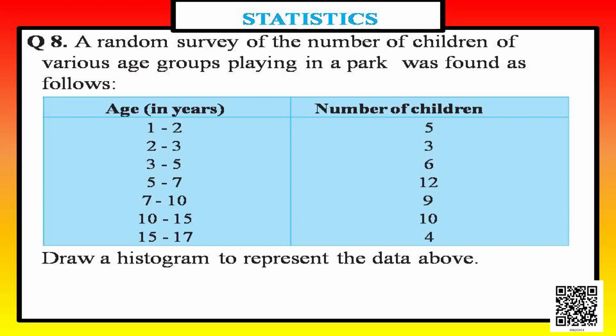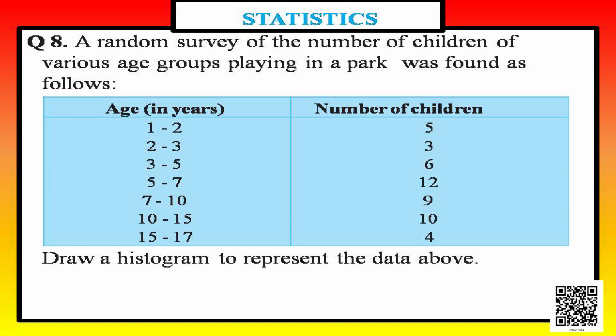Now let us discuss question number 8, which says that a random survey of the number of children of various age groups playing in a park was found as follows. The data is given to us in the form of a table. There is age in one column in years, which starts from 1 up to 17, and in the second column we have the number of children, which is our frequency. They are given as 5, 3, 6, 12, 9, 10, 4. And then they ask, draw a histogram to represent the data above.